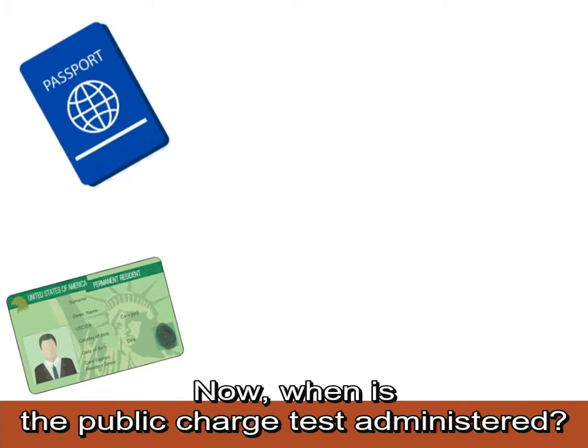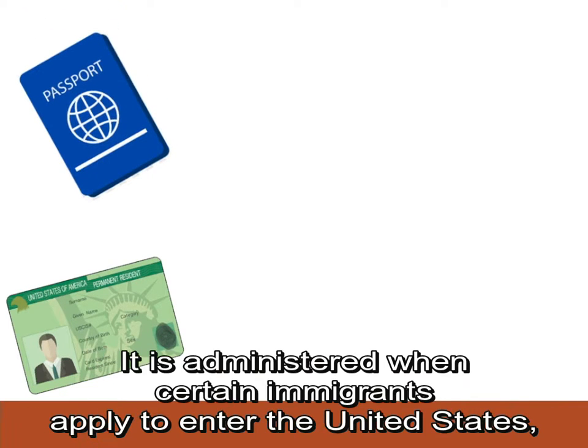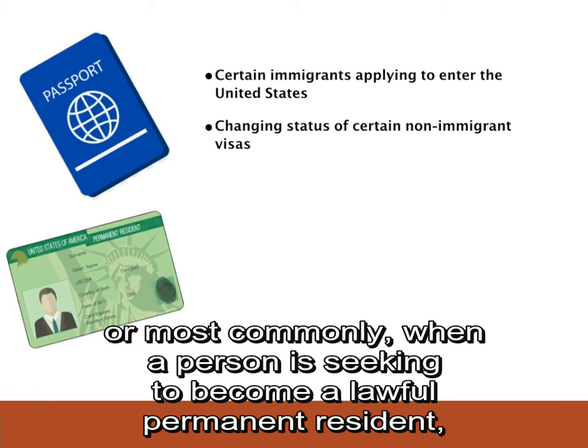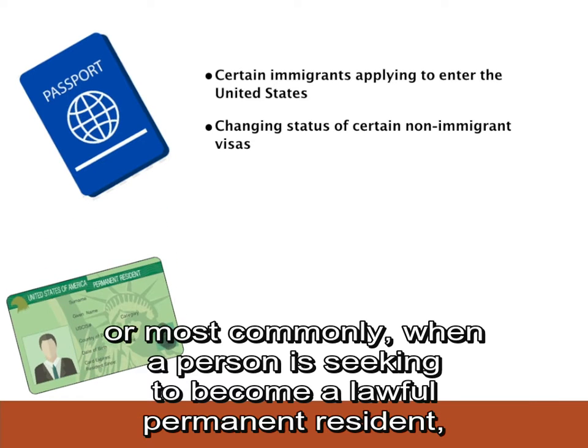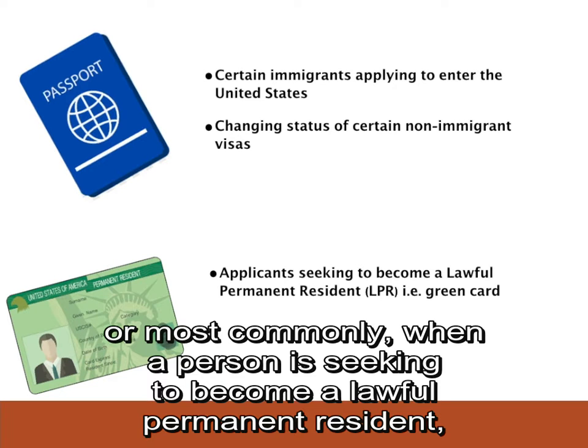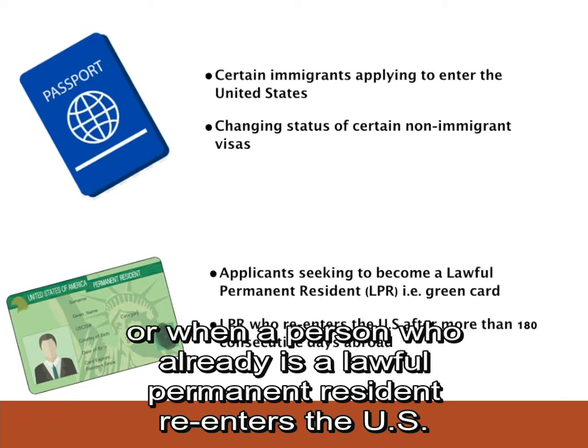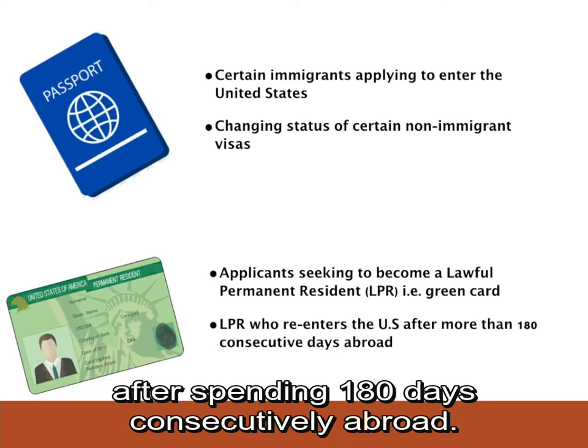Now, when is the public charge test administered? It is administered when certain immigrants apply to enter the United States, or when changing or extending certain non-immigrant visas, or most commonly, when a person is seeking to become a lawful permanent resident, also known as a green card holder, or when a person who already is a lawful permanent resident re-enters the U.S. after spending 180 days consecutively abroad.